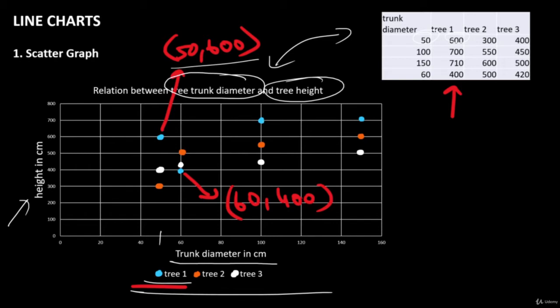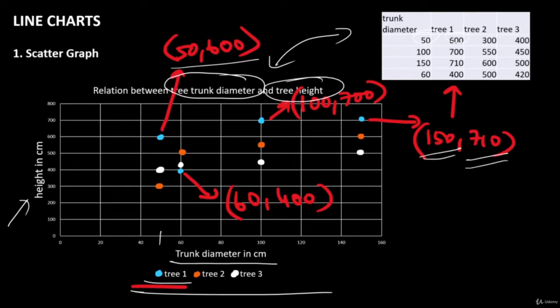Similarly, this point over here represents 100 comma 700, and this point over here represents 150 comma 710, right? A tree trunk diameter of 150 centimeter and a height of 710. So that's the same information over here. If you just take tree 1, 50, 600, that's this one over here, 100, 700, that is this point over here. Then you have 150 and 710, which is this point over here. And then you have 60 comma 400, which is this point over here. So that's what we talk about as scatter graph or a scatter plot, right? So remember, you have a heading and you have something on the x-axis and something on the y-axis.